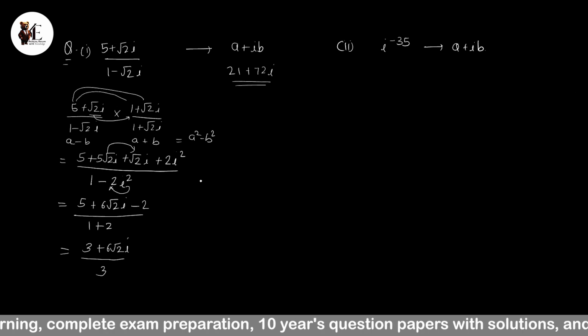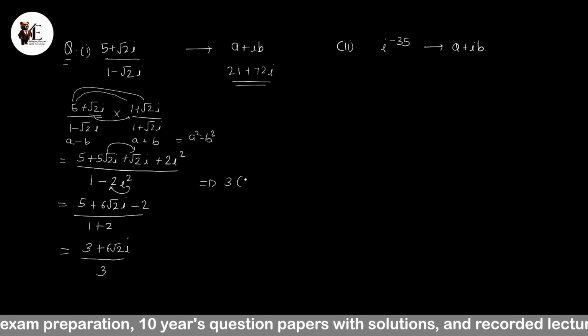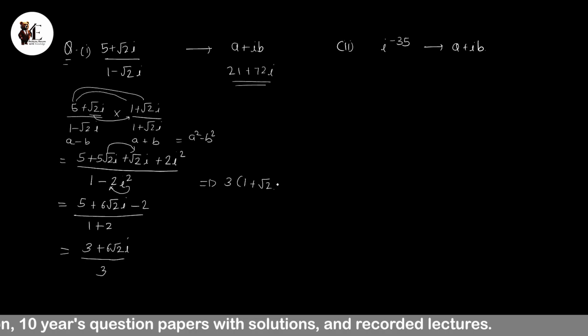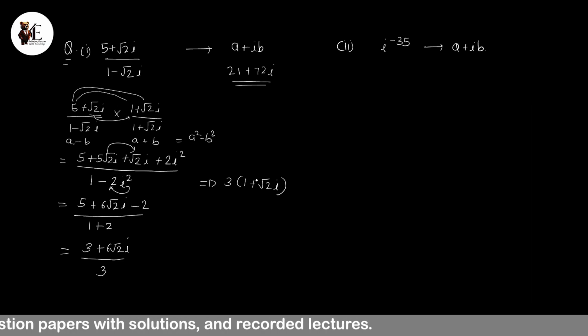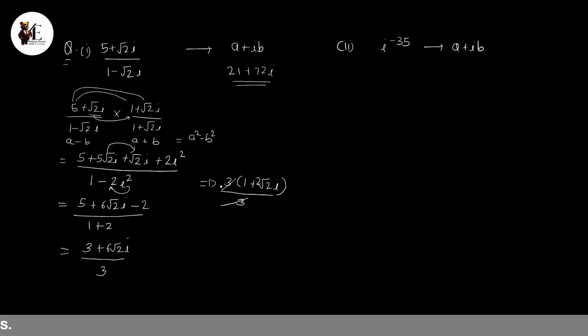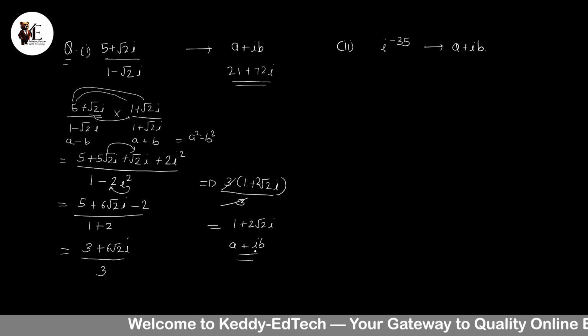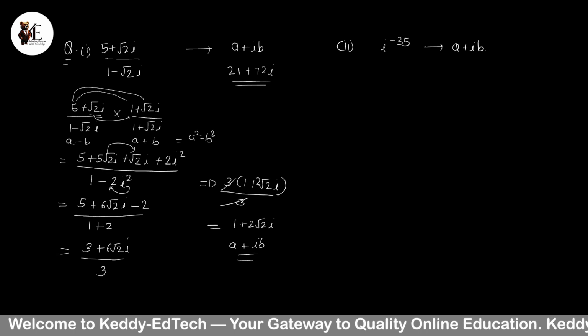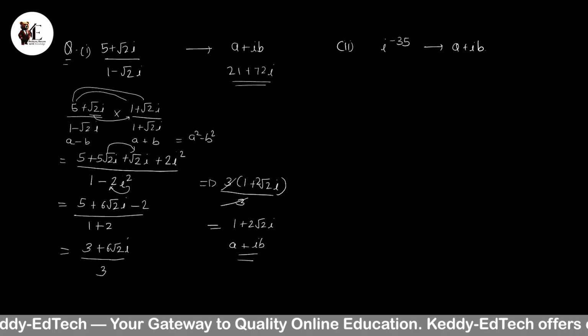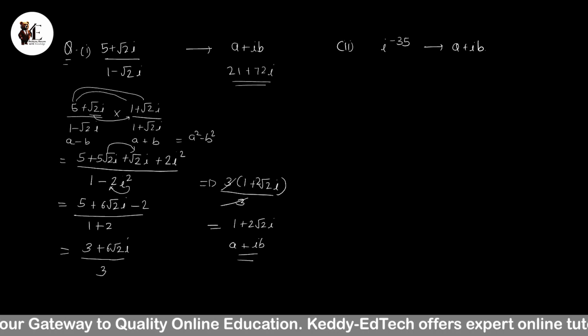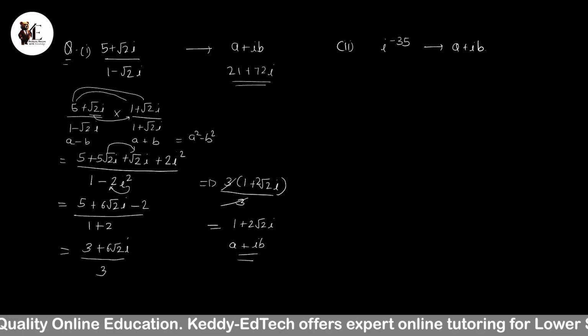So I can take 3 as common from the numerator. That will be 3 times 1 plus 2 root 2i over 3. So this will be cancelled out, and our final answer will be 1 plus 2 root 2i. It is now written in the form of a plus ib. So please go through this once, and if you have any doubt in any of the steps, let me know.